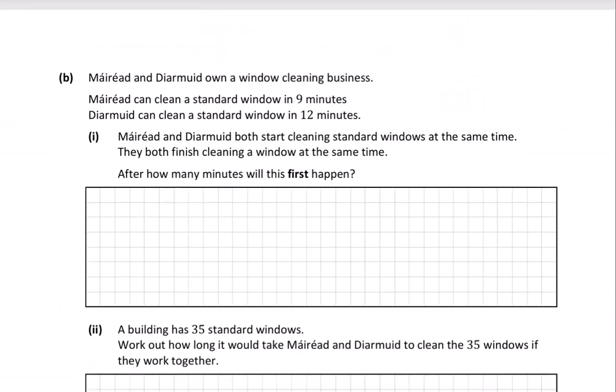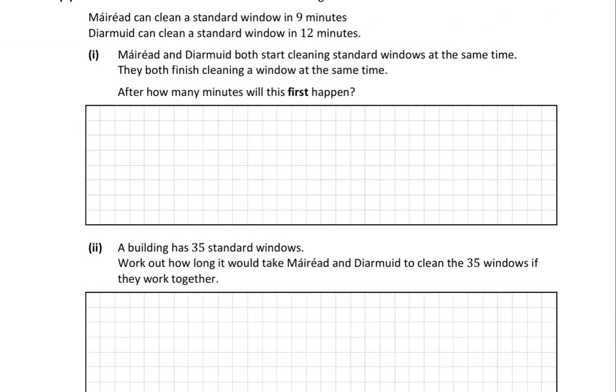Okay, next one then. Mairead can clean a standard window in 9 minutes. Dermot can clean a standard window in 12 minutes. Mairead and Dermot both start cleaning standard windows at the same time. They both finish cleaning a window at the same time. After how many minutes will this first happen? So if we have a look, we have Mairead and we have Dermot. Let's take window number 1. Mairead will take 9 minutes and Dermot will take 12 minutes.